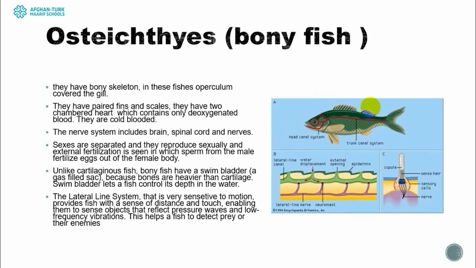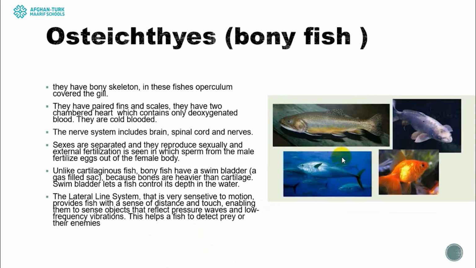And also they got this lateral line. This lateral line makes them sensitive to motion and touch and different kinds of things, and enables them to feel objects and water pressure, for example, by which they can change the direction they are swimming, and also helps them to detect the prey that they want to eat or the enemies for running away. And these are the main examples of Osteichthyes or bony fish.